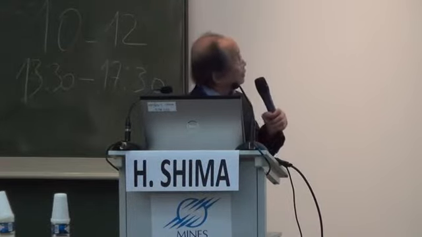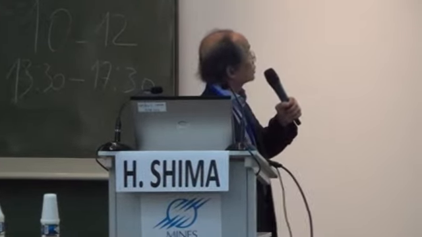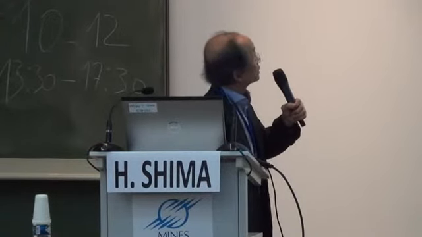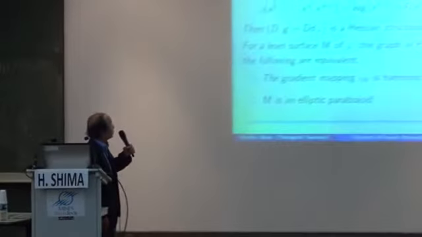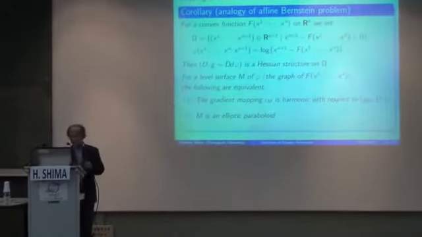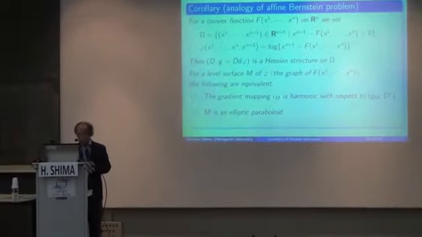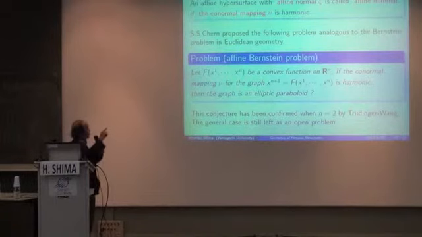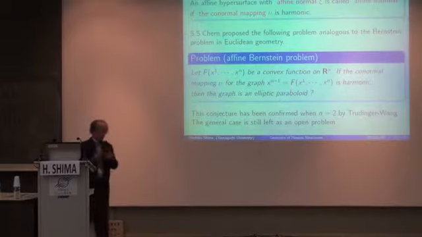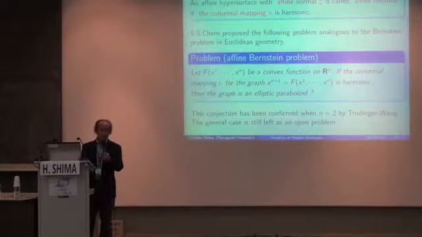But if we replace the role of the conormal mapping ν by the gradient mapping ι, we obtain an affirmative answer to the similar problem. The affine normal C and the conormal mapping ν are dual to each other.